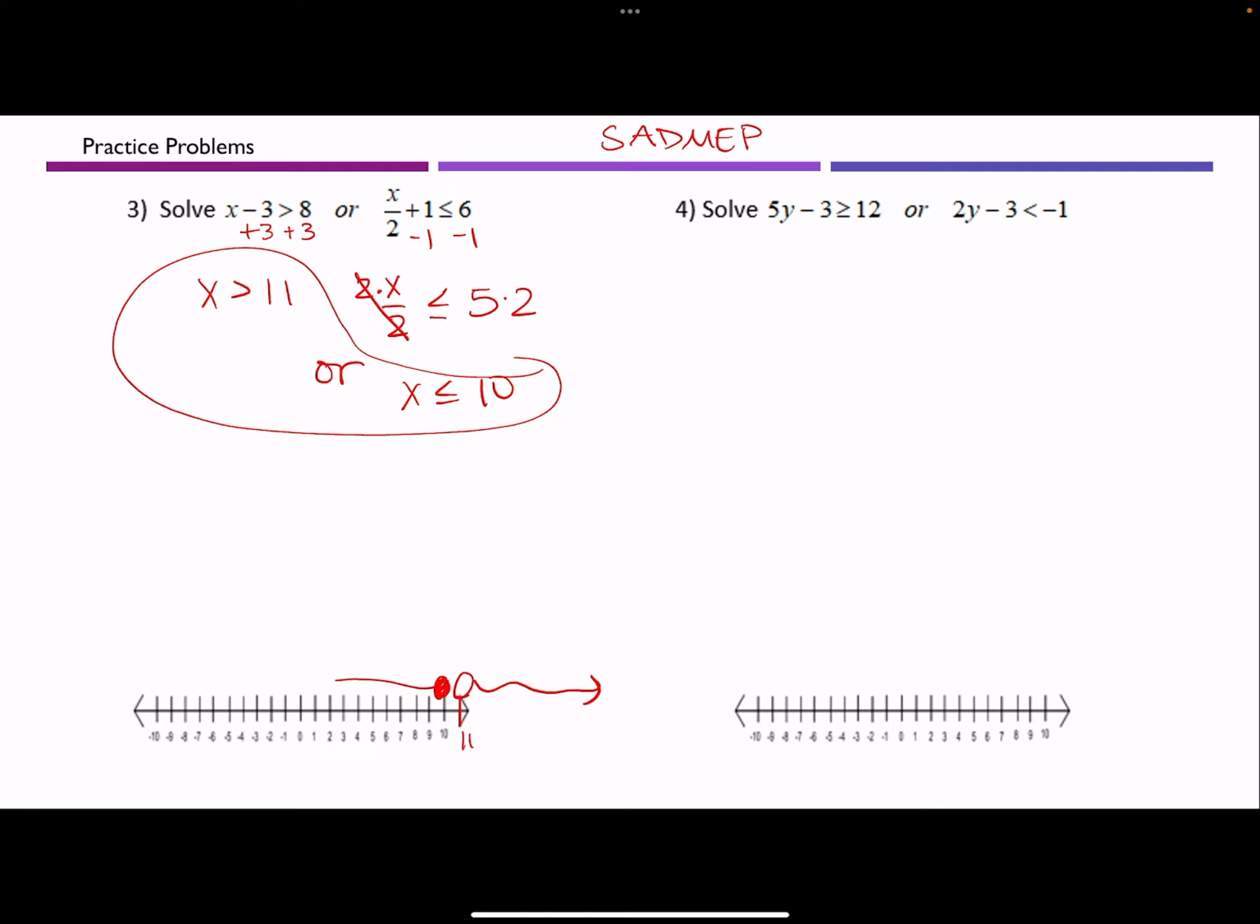So fill that in, and there you go. So that's my solution algebraically and graphically.